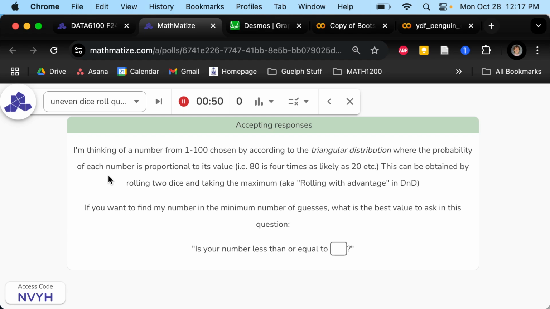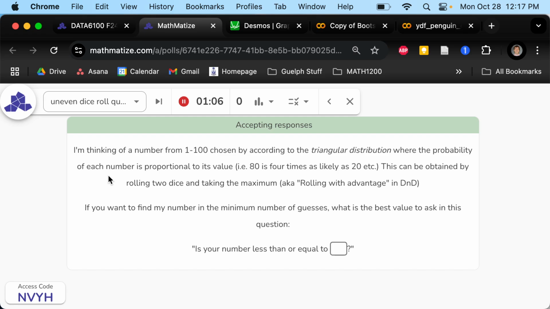It's extremely unlikely I would choose the number 1. The only way I choose the number 1 is if they were both 1. If I get 1 twice, then I pick 1. But if I get 100 with anything, I pick 100. So you can take 2 dice and take the maximum. This has a name in Dungeons and Dragons if you're interested.